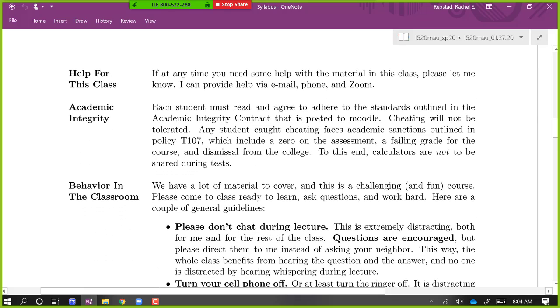There is help for this class. As I mentioned before, you can text me. You could also email me. You could call me, or we could set up a Zoom session. I'm sure there's some resources available to you right in your school to get some help with this material.